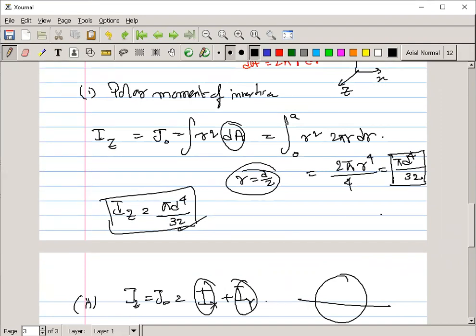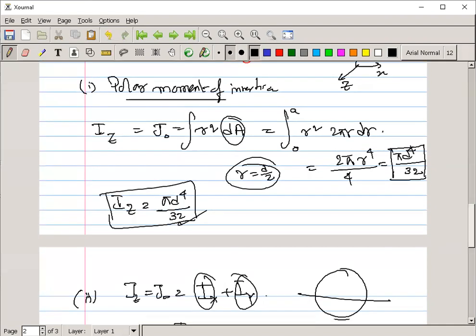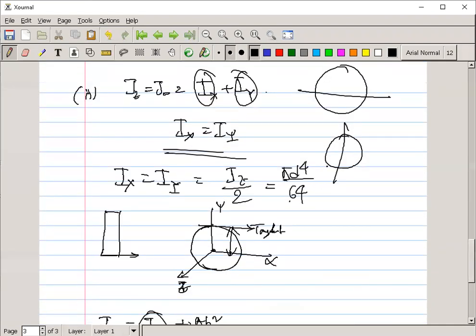Not this one. Simply put, this is the Iz, which is the polar moment of inertia. Put this one, which is the area moment of inertia, or we can say the second moment of inertia.